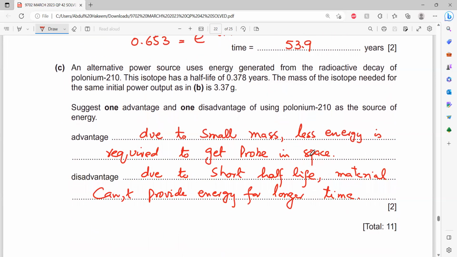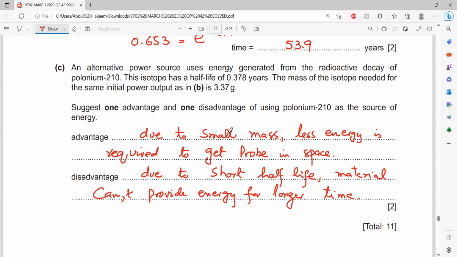Next, an alternative power source uses energy generated from the radioactive decay of polonium-210. This isotope has a half-life of 0.78 years, very small compared to plutonium. The mass of the isotope needed for the same initial power is 3.37 gram, very small mass. So, one advantage and one disadvantage of polonium.